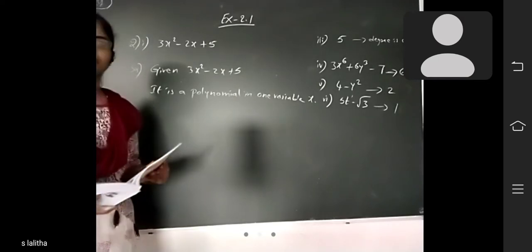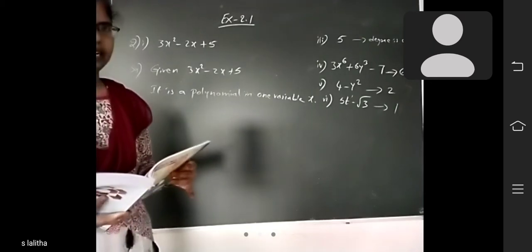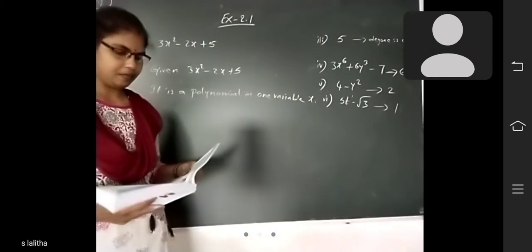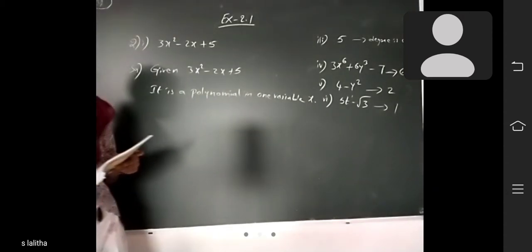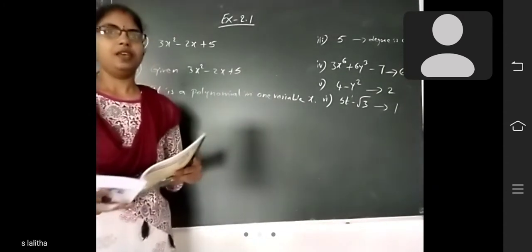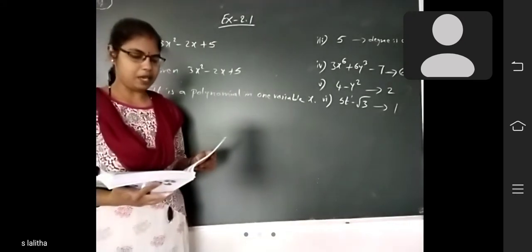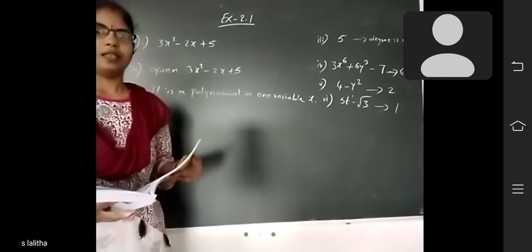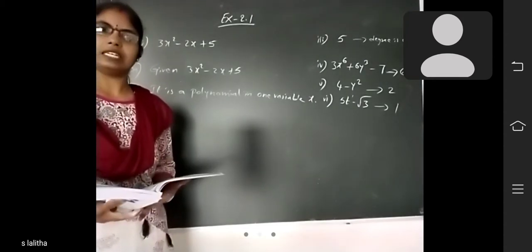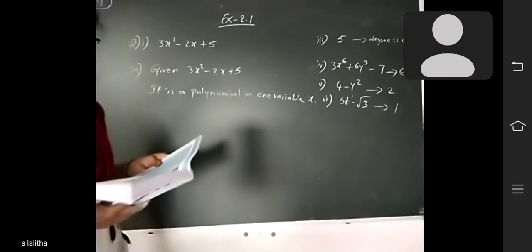Second question, is it one variable or not? Second one, x square plus root 2. Yes, it is also one variable. Third one, p square minus 3p plus q. Here how many variables are there? Two variables, p and q. Two variables are there. So it is a polynomial, but it is having two variables. Okay, like that you should write.